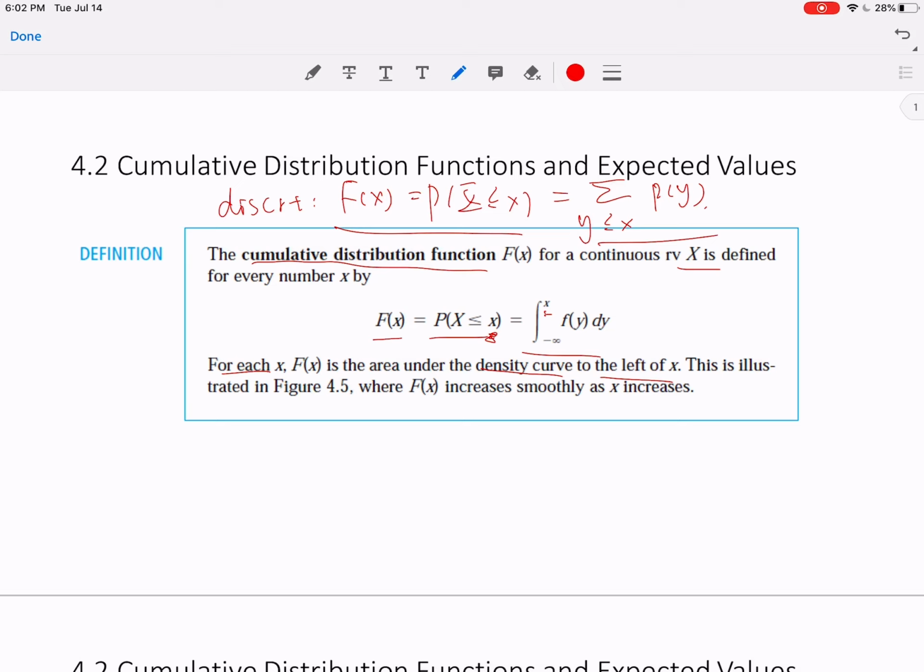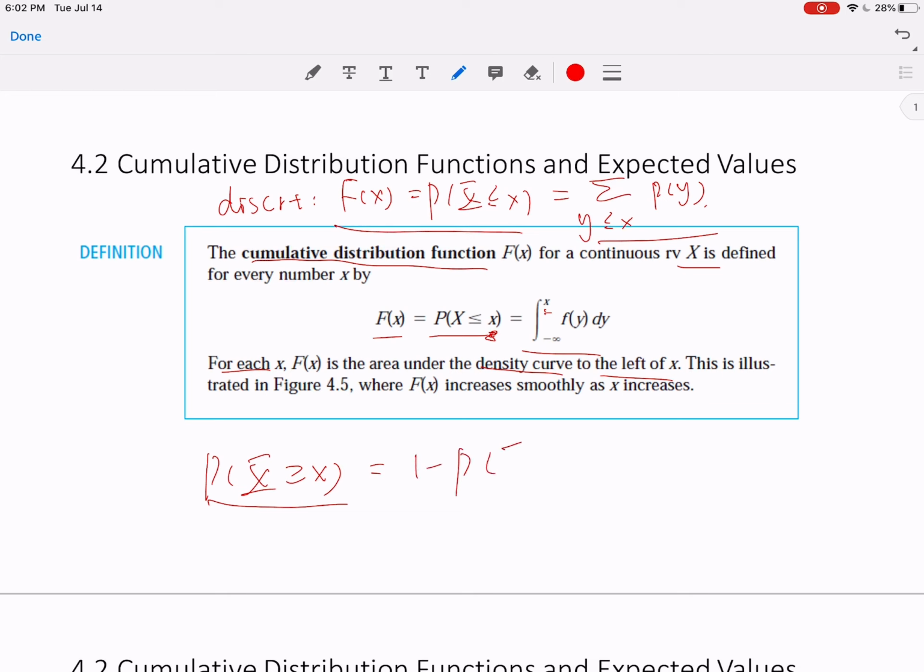But if you want to find something like the probability that X is greater than or equal to a little x, you cannot figure this out from the CDF directly. What you need to do is think of the opposite of it. That would be equal to 1 minus the probability that X is less than x, which is equal to 1 minus F(x). We don't have to worry about the equal sign here, because the probability of a single point is always equal to 0, as I mentioned in the previous video.